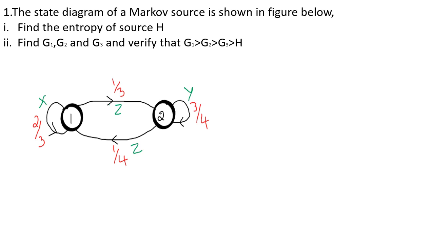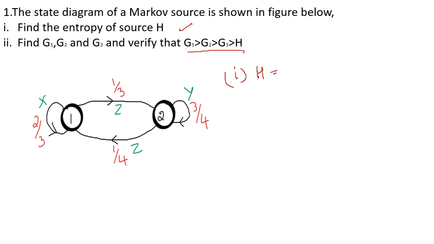Find the entropy of the source, that is H, and then find G1, G2, G3 and show that G1 is greater than G2 is greater than G3 is greater than H. So what is the first part of the question? It is nothing but finding the entropy of the source.